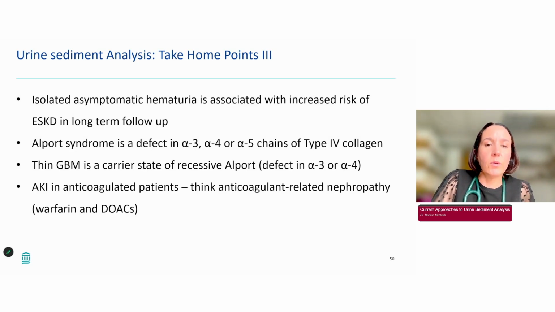We talked about the defects in collagen. So Alport is a defect in the alpha 3, 4, and 5 chains of type 4 collagen, and thin basement membranes is where we see defects in the alpha 3 and alpha 4 chains, so the carrier state for recessive. And if you see AKI in recently anticoagulated patients, it's worth thinking of anticoagulant-related nephropathy, and it can be seen with both warfarin and the DOACs.